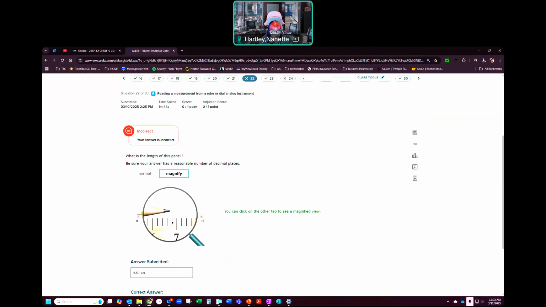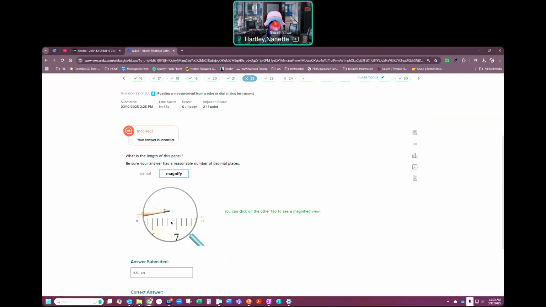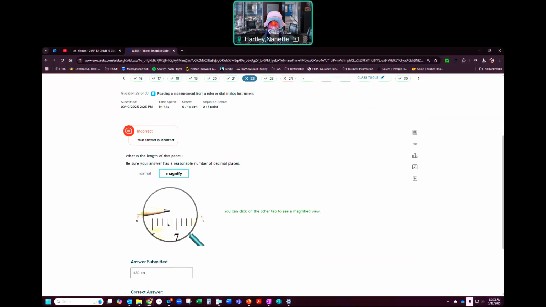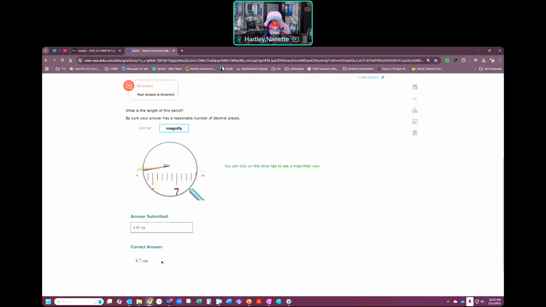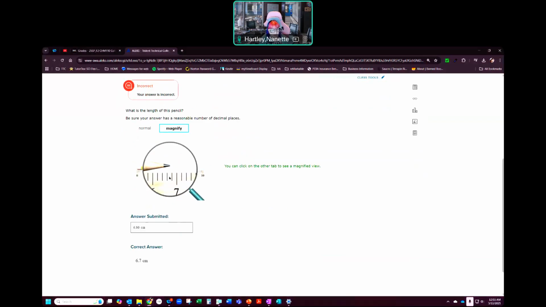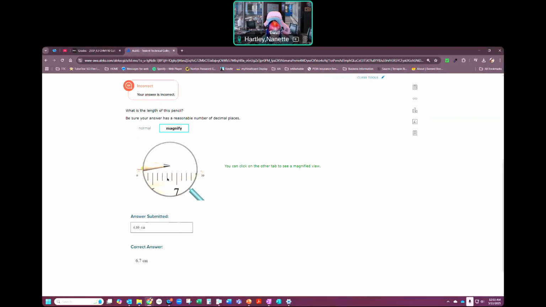If I draw a line straight up from the 6.8, it does not hit that. So I know it's past the 6.6 and not all the way to the 6.8, and that's why I would read that as 6.7, which is what they say the correct answer is. I would agree with that, because if it's in between those two, then it's got to be 6.7. That's why I would report that.